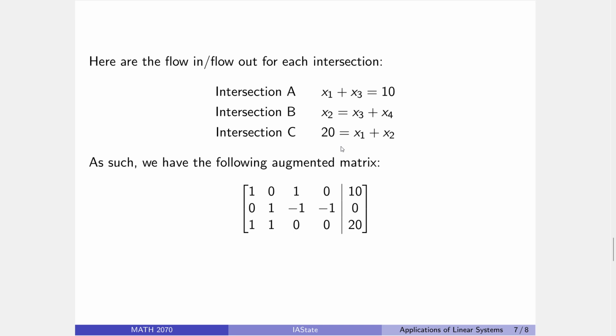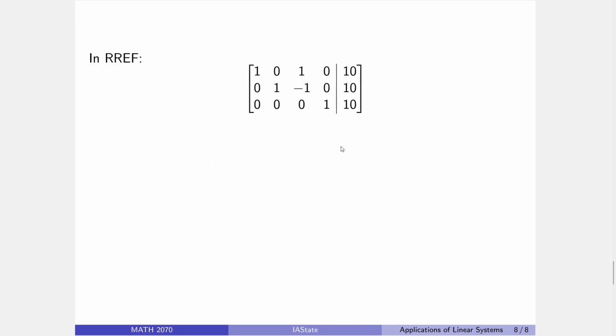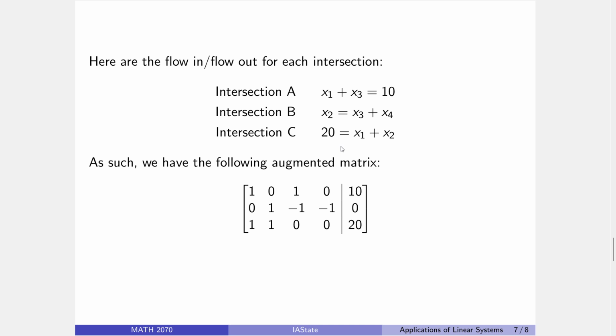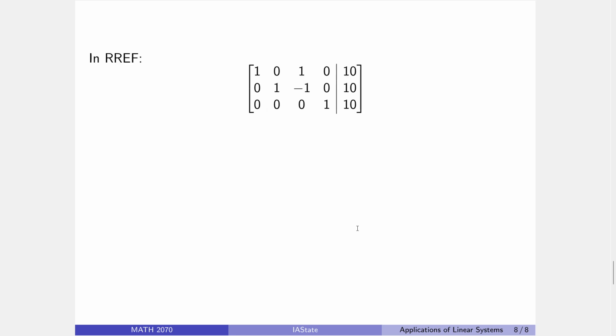And I can rewrite it as an augmented matrix, which I can then REF. I'm sorry if that was a little bit too quick, but anyway. Note here, x1 plus x3 is equal to 10. Here we have x2 minus x3 minus x4 equaling 0. And here we have x1 plus x2 is 20. So I can REF this now, giving me this.